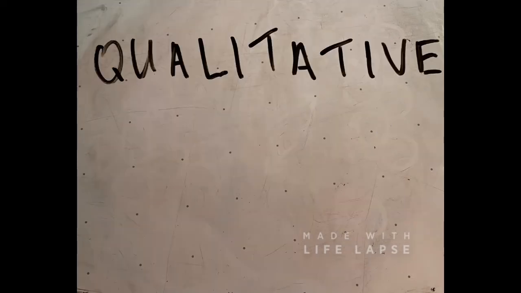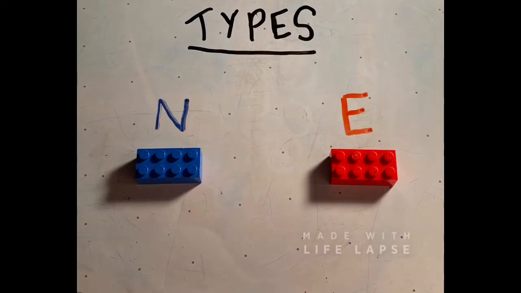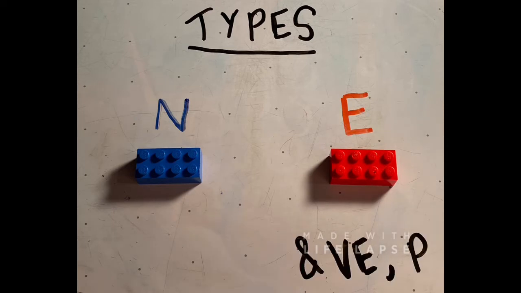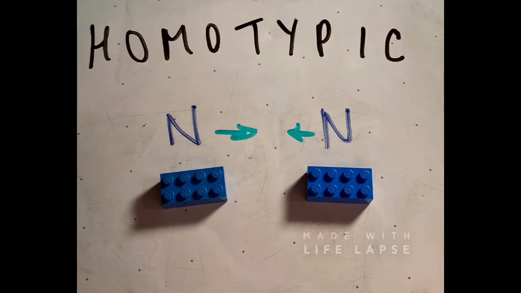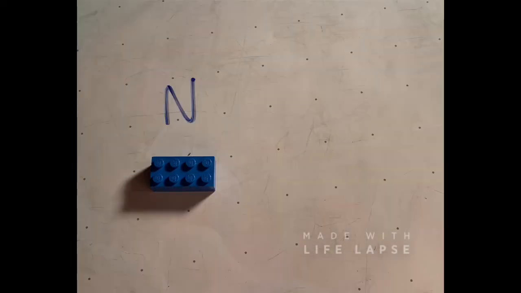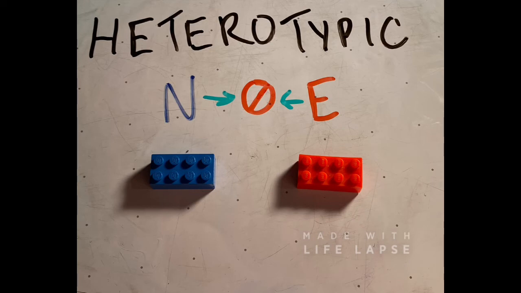Now let's talk about how qualitative differences in cadherin affect their function. N-cadherin and E-cadherin are the types of cadherins we focused on in class. However, there are multiple types of cadherins, including VE and P cadherins, along with many more. These different types are found in different tissues in the developing embryo. In most cases, cadherins bind preferentially to the same type of cadherins. This is called homotypic binding. Typically, cadherins do not bind with other types of cadherins. This is called heterotypic binding. However, this does occur in few situations.